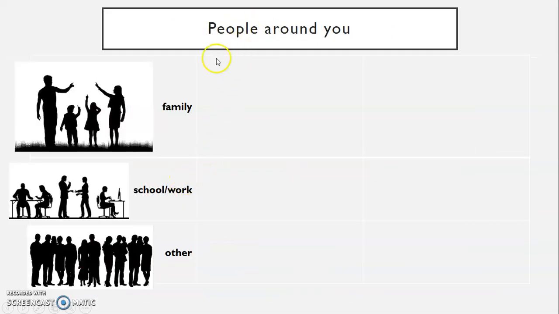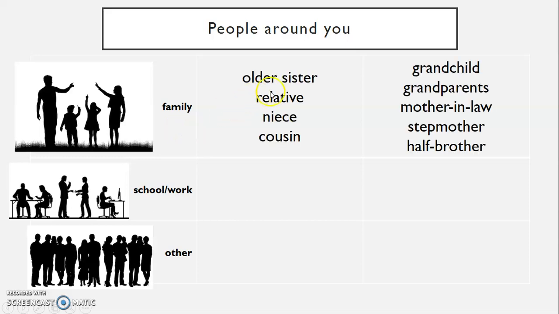Vocabulary, the people around you. Now family, school or work, and other. Family, there's many words you know, like brother, sister, but these are a bit more difficult. Things like older sister, relative, someone in your family. We have other words, niece, cousin. Grandchild, grandparents. What does grand mean?